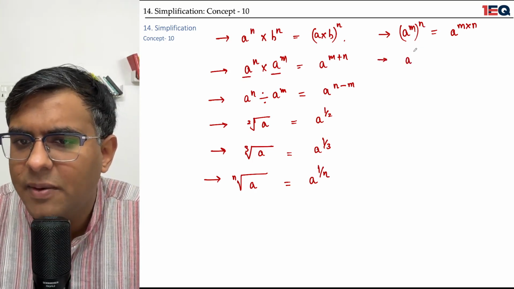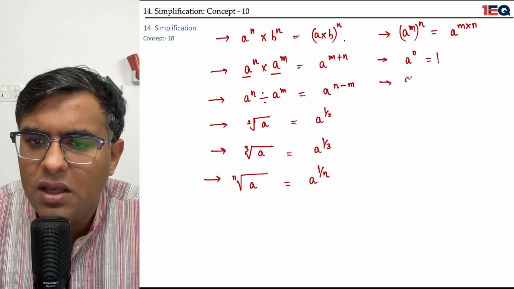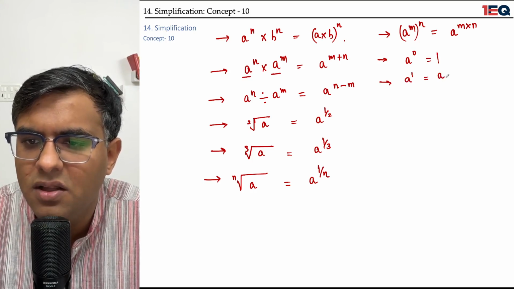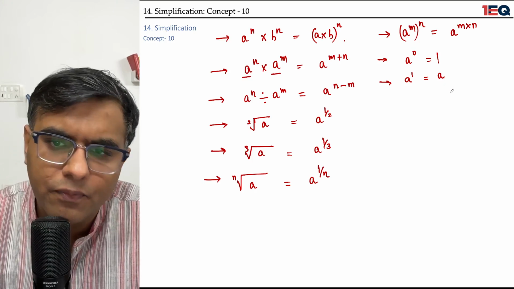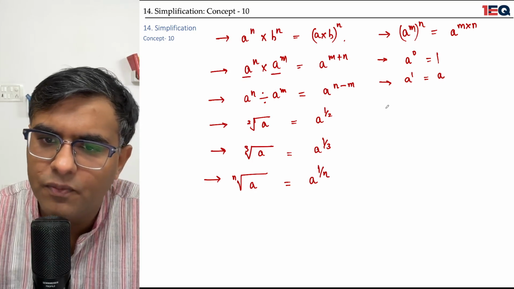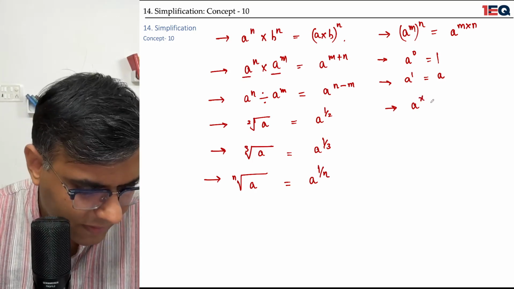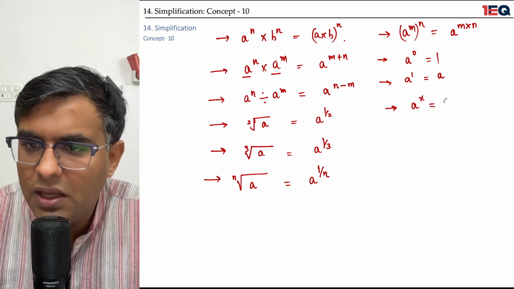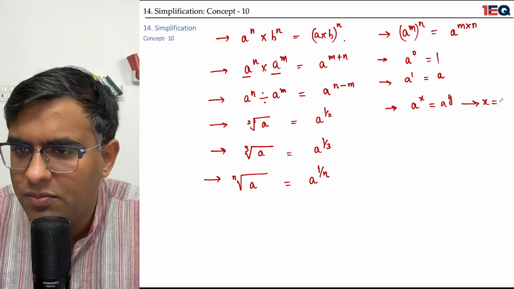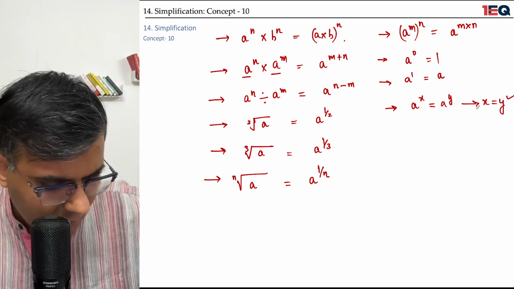Again, the very standard formats would be a raised to the power 0 is nothing but 1, but a raised to the power 1 would give it its own identity, which is equal to a. There is a converse identity which says that when a raised to the power x is equal to a raised to the power y, that means that both the powers are equal.